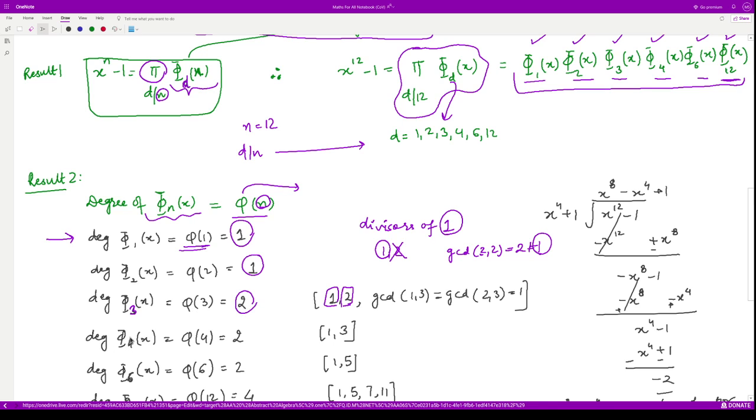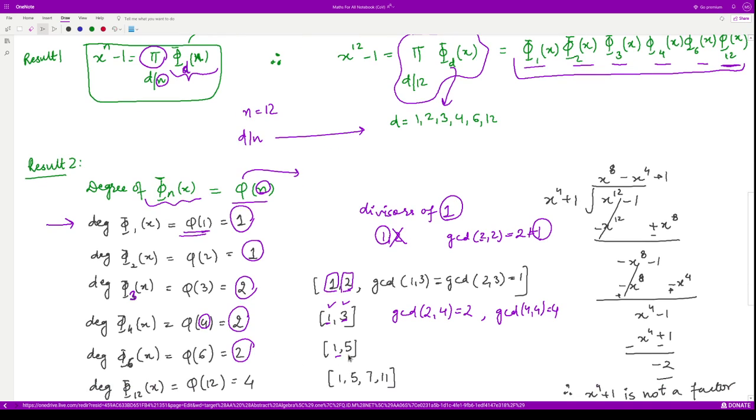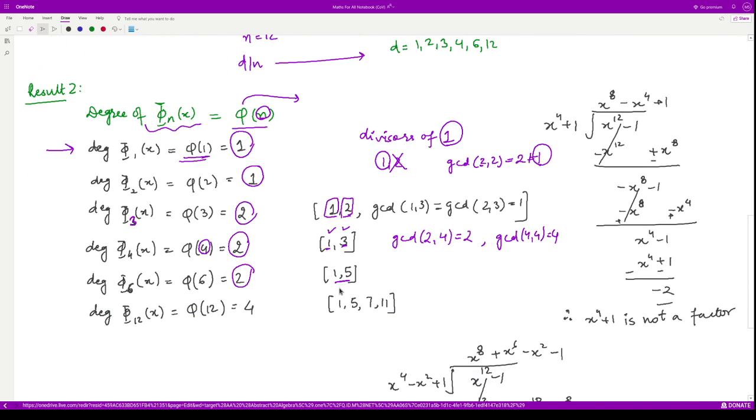Again, degree of phi 4 of x, it is the numbers less than 4 which are relatively prime to 4. That means we only have 1 and 3, because 2 divides 4, and the GCD of 2 with 4 is equal to 2 and not equal to 1, and the GCD of 4 with 4 is again equal to 4 and not equal to 1. Therefore, we have only 1 and 3, so 2 in total. So this is 2. Then the degree of phi 6 of x is 2, similarly counted. The numbers are 1 and 5 whose GCD with 6 is equal to 1.